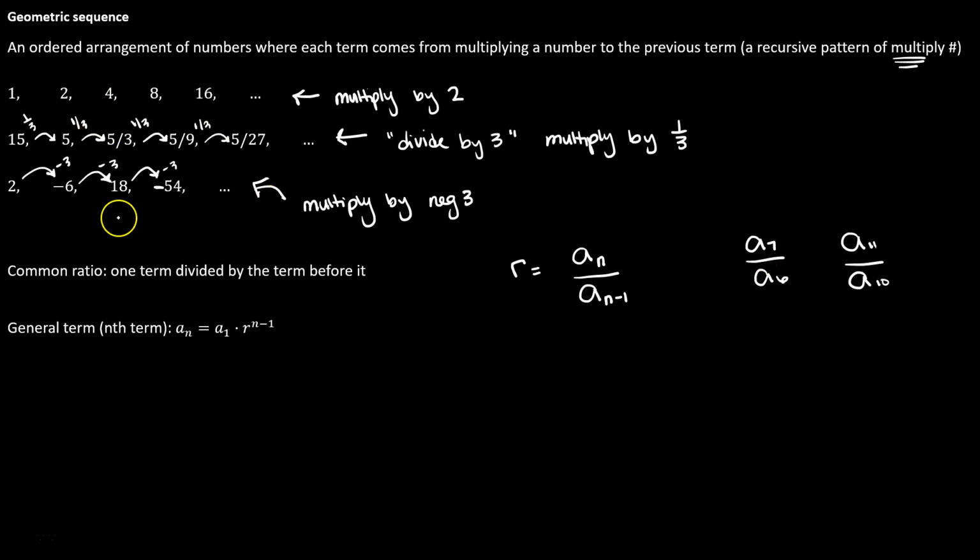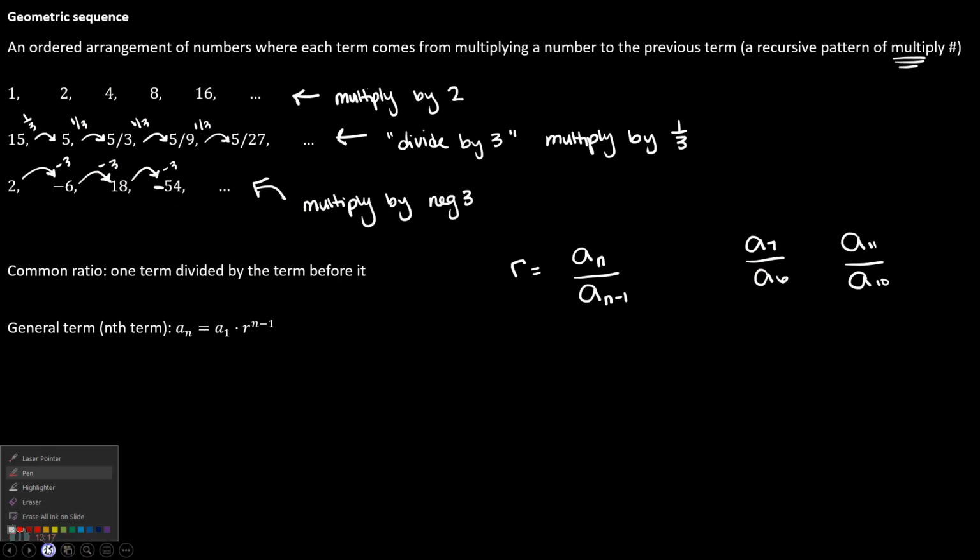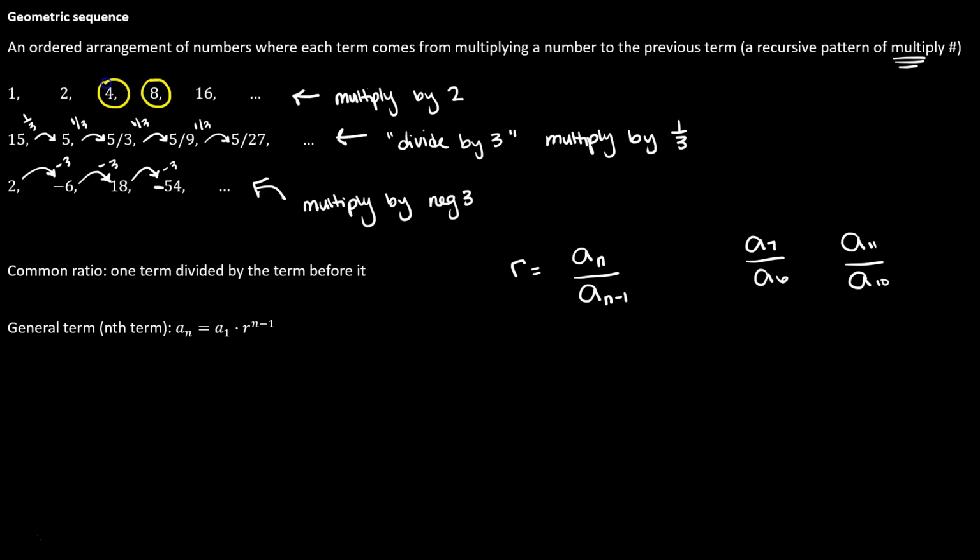So for any one of these sequences, we can calculate the common ratio. Let's go ahead and try a few. I'll pick term 4 and term 3 from our first sequence. The common ratio would look like 8 divided by 4, which is 2, exactly what we found. In the next sequence, I can pick any two terms. Oh boy, we're going to have to divide some fractions.